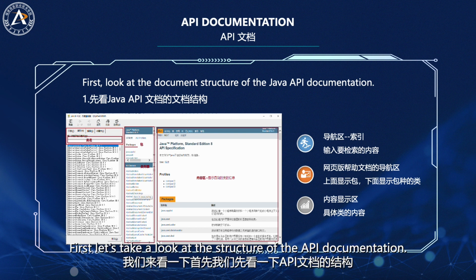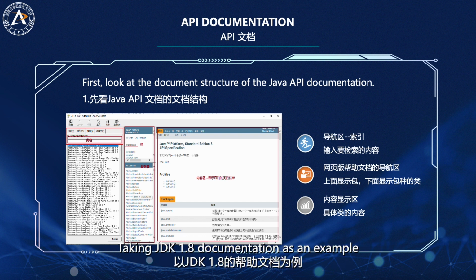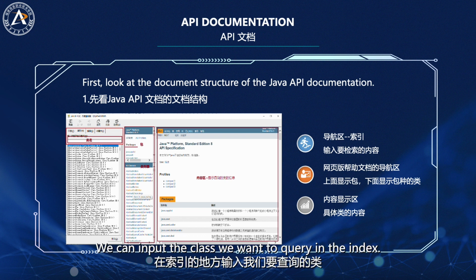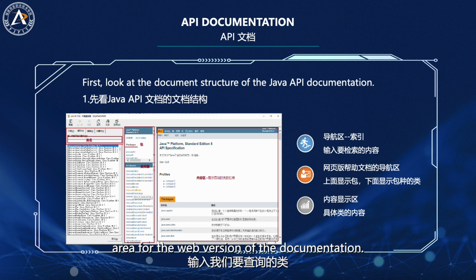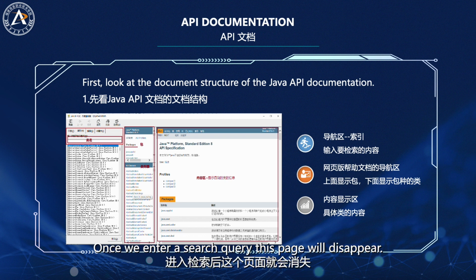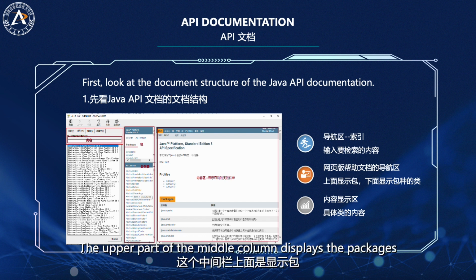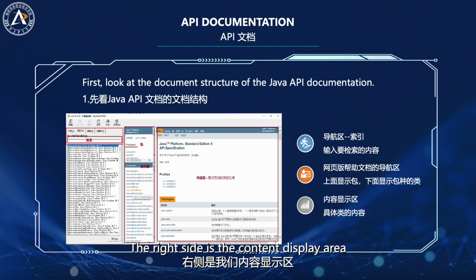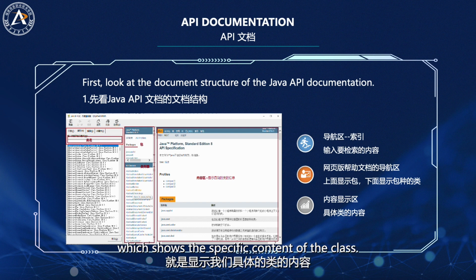First, let's take a look at the structure of the API documentation. Taking the JDK 1.8 documentation as an example, the left side of the diagram is the navigation area, which serves as our index. We can input the class we want to query in the index. The middle part is the navigation area for the web version of the documentation. Once we enter a search query, this page will disappear. The upper part of the middle column displays the packages, while the lower part displays the classes within the package. The right side is the content display area, which shows the specific content of the class.